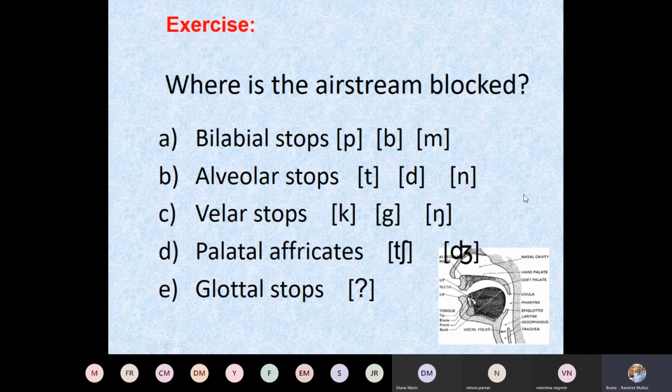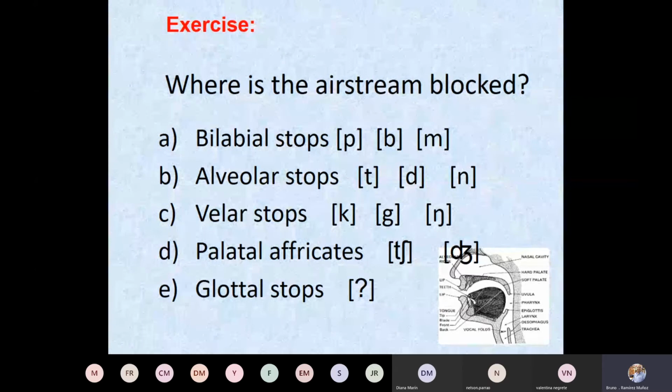I'm sorry. By the way, you can do this exercise as a group. You can do this formative quiz as a group if you want. Okay. You can talk to each other. That's what I mean.